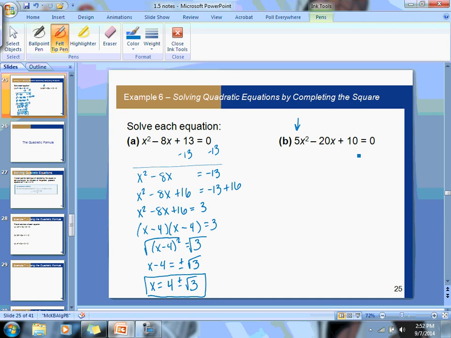So again, we're going to start by subtracting that 10 over to the other side. So I'm going to have my 5x squared minus 20x, and I'm intentionally going to leave a little spot there, equals negative 10.